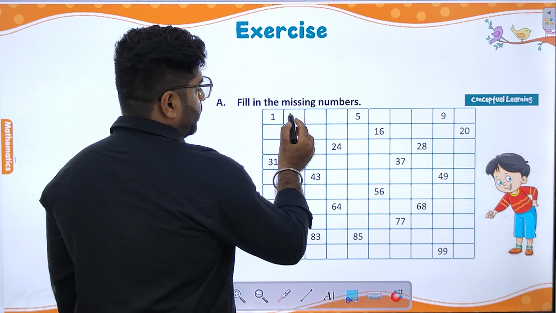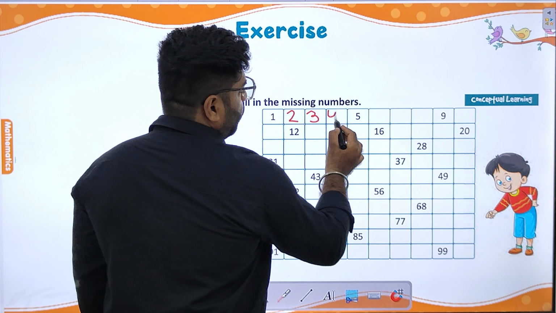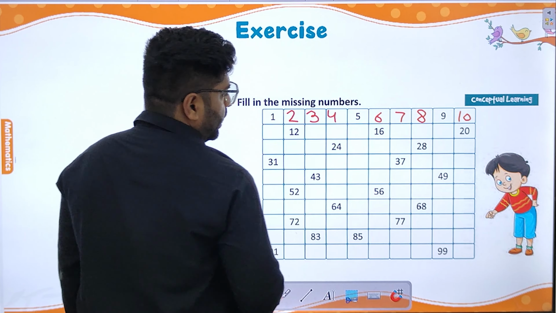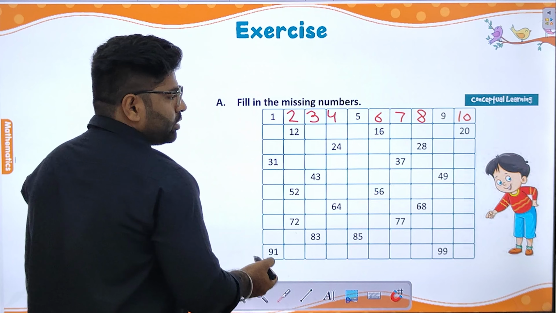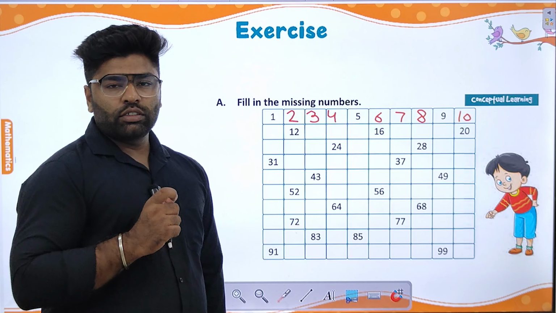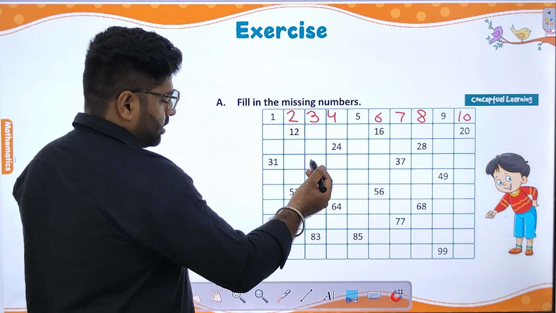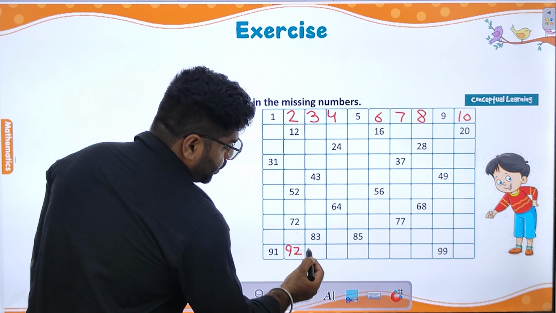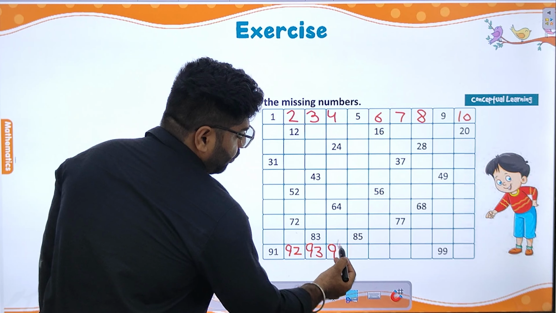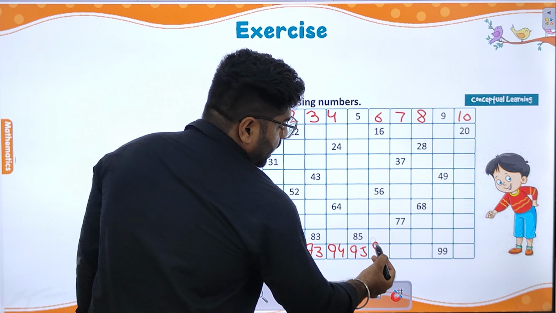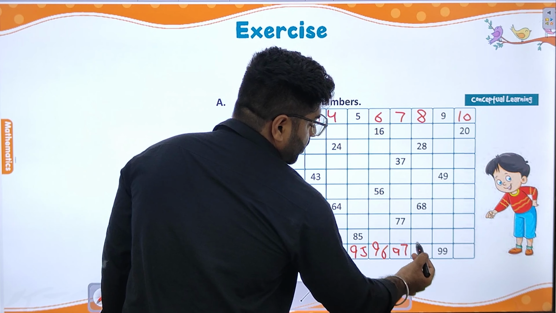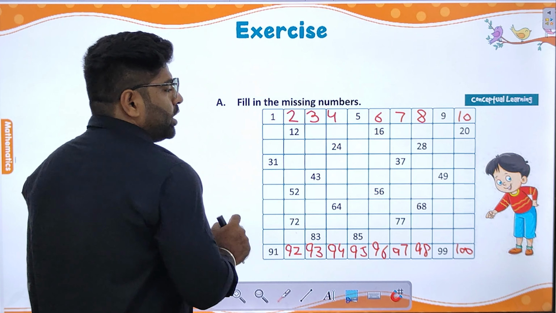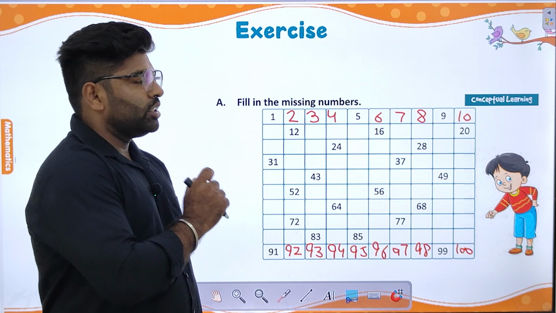So I know after 1 we are having 2, 3, 4, 5, 6, 7, 8, 9, 10. And in this way, you have to fill all the numbers which are vacant for your practice. So let's complete our last line also. Here we are having 91, 92, 93, 94, 95, 96, 97, 98, 99, and this is our 100. So students, in this way, you all have to complete this box.